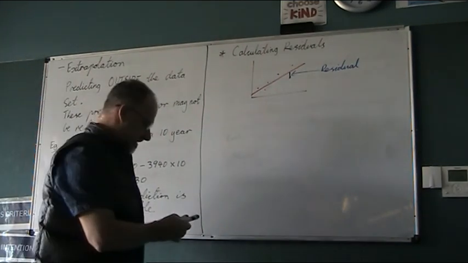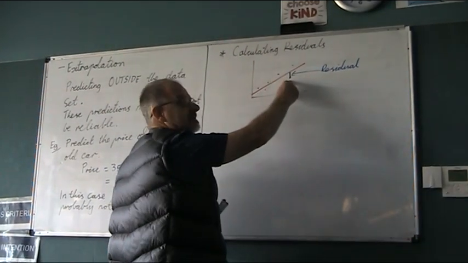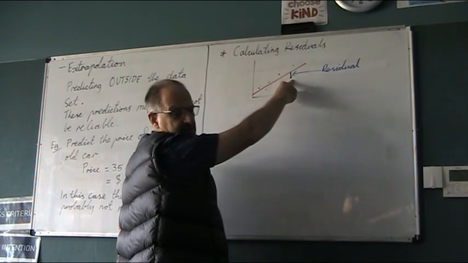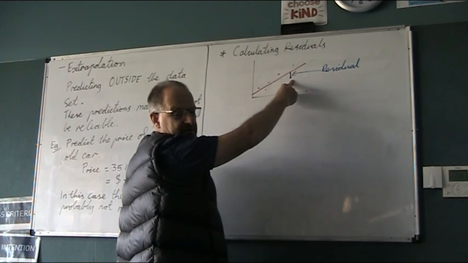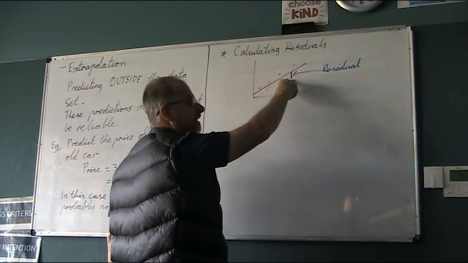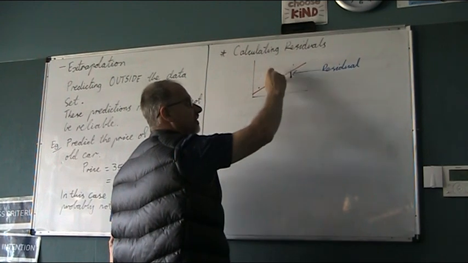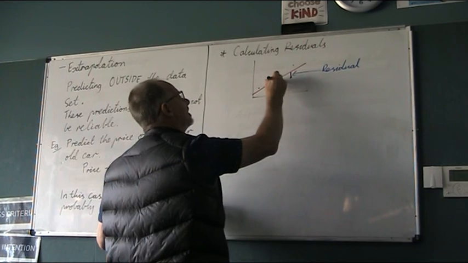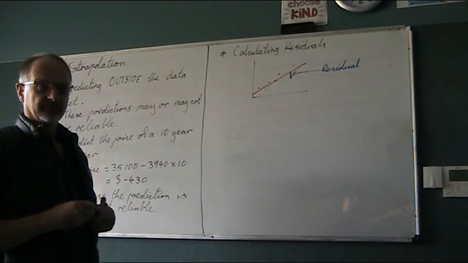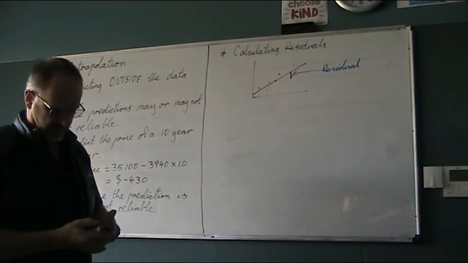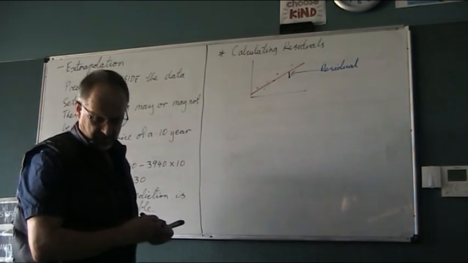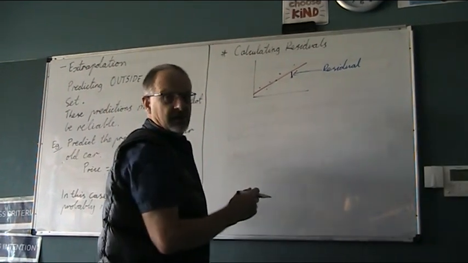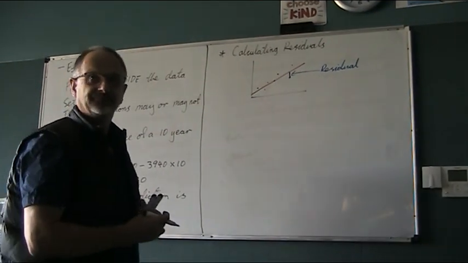Now, as you can see, some points are below the line, so those residuals could be negative if they're below the line. Some are above the line, so they would be positive. And then you might get some that are right on the line. So is it positive or negative if it's on the line? On the line it would be zero. Zero, yeah.